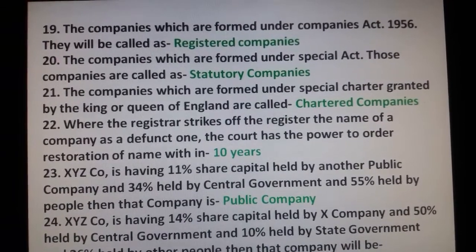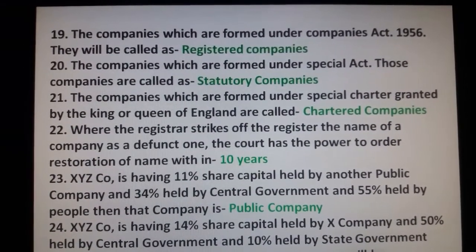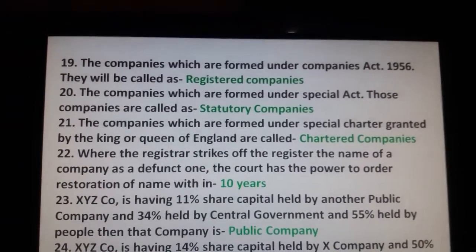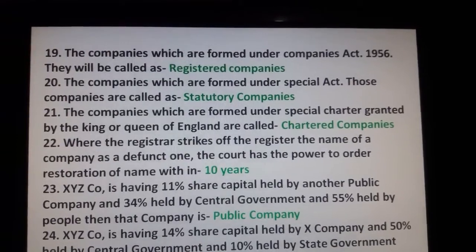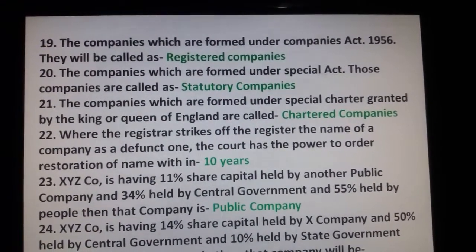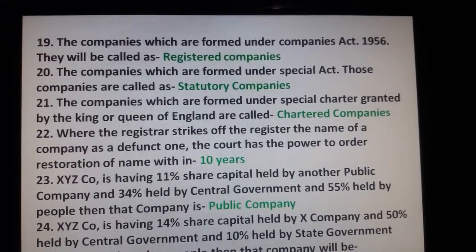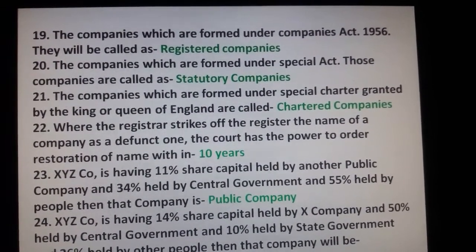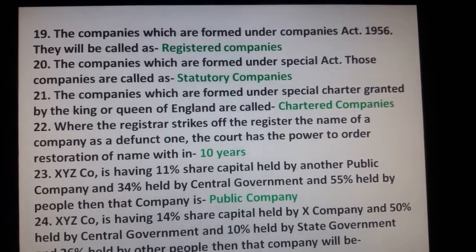The companies which are formed under Special Charter granted by the King or Queen of England are called chartered companies. Question number 22. Where the registrar strikes off the register the name of a company as a defunct one, the court has the power to order restoration of name within 10 years.